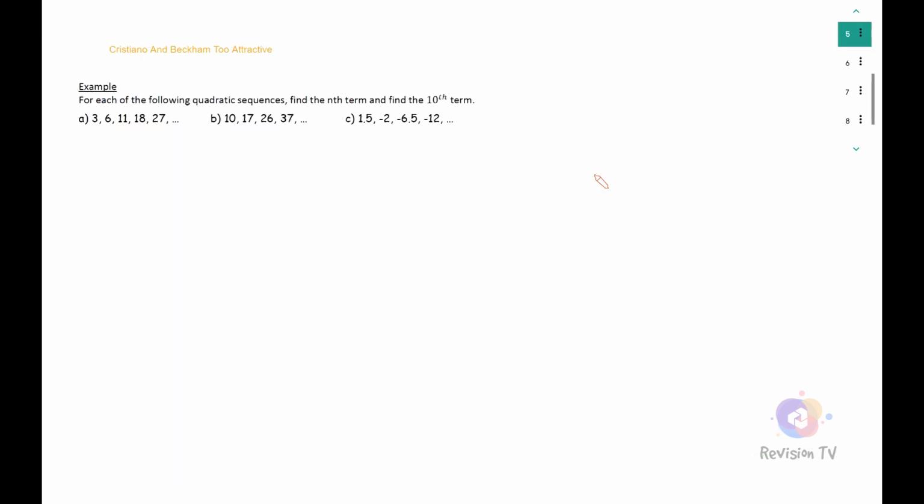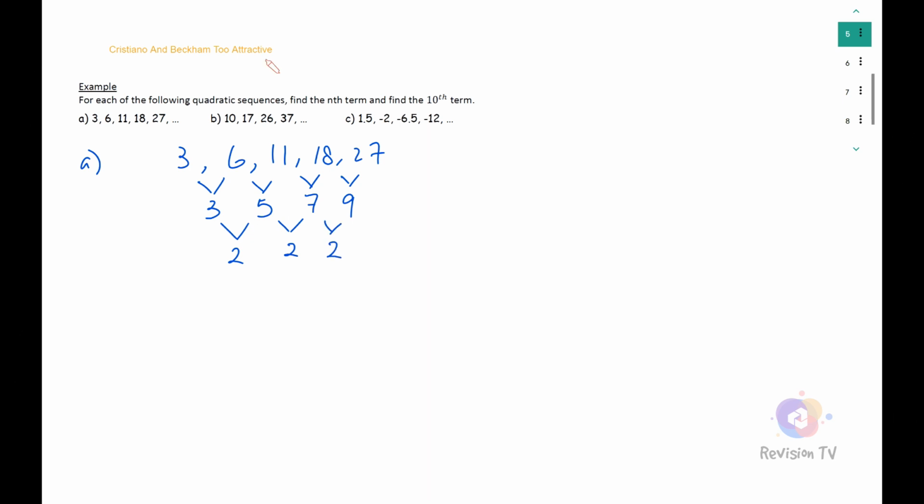Next, we're going to learn how to find the nth term of the quadratic sequence and find the 10th term. So example question A, 3, 6, 11, 18, 27. Let's begin by rewriting the question, but leaving some space in the front. I'm going to space the numbers a bit wider as well. Okay. So remember, Cristiano and Beckham too attractive. First we need to find the first difference, the second difference, and the 0th term. So first difference is 3, 5, 7, 9. Second difference, 2, 2, 2.